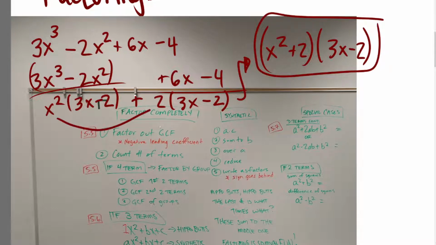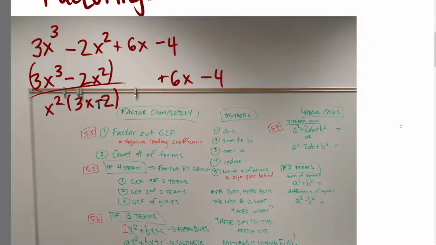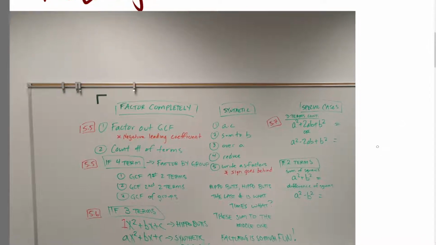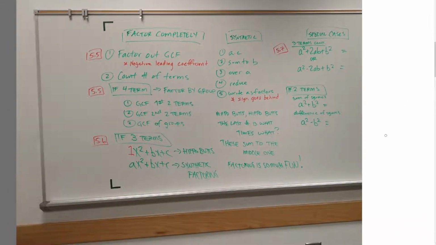So like these two are grouped together, and then one of these is ours. So that would be factoring by grouping, where you split them apart. And it's for 4 terms.